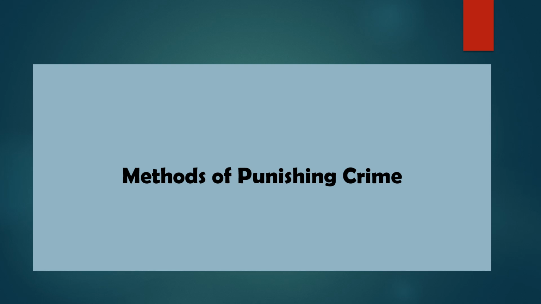In the last presentation or lecture, we looked at various methods of preventing crime. But we also acknowledge that those methods are not 100% effective, which means, therefore, that sometimes crimes do occur. And therefore, when they occur, they have to be punished, or certain actions must be taken against the offenders and other perpetrators of crime.